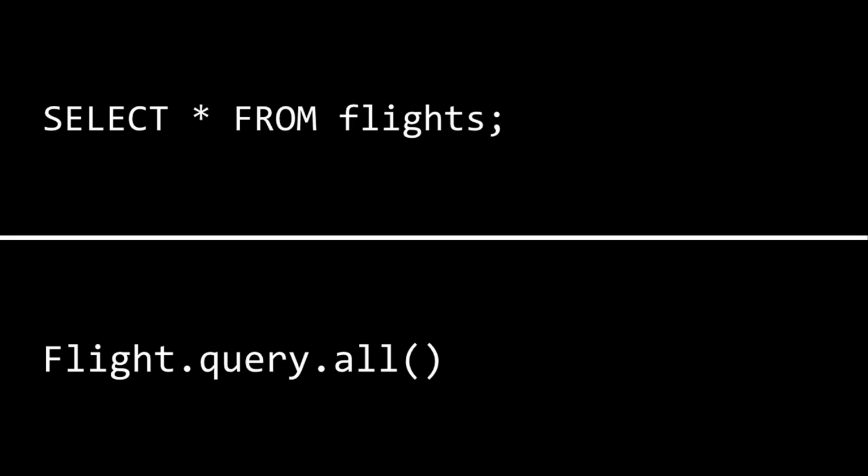What did a select query look like? We saw a select star from flights was the way of getting everything from our list of flights. We would instead say flight.query.all to mean, all right, take all my flights, go ahead and run a query on them, and get me everything back.